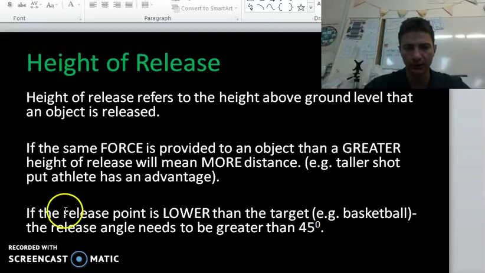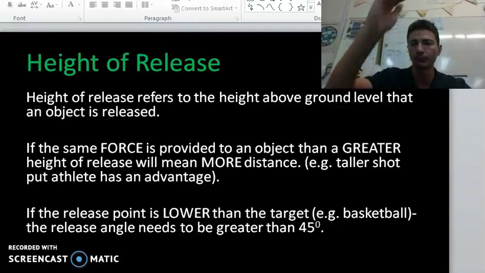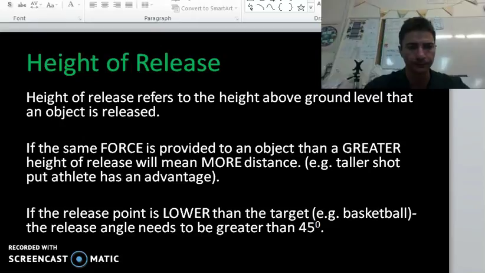And just really quickly, if the release point is lower than the target, so for example in basketball, when we're shooting to get it into the basketball net where we're usually lower than our target, then obviously the release angle is going to need to be a lot greater than 45 degrees. Otherwise it's not going to have that nice up and drop into the target area.